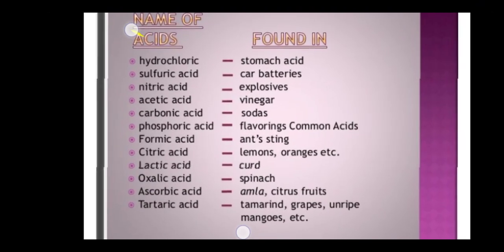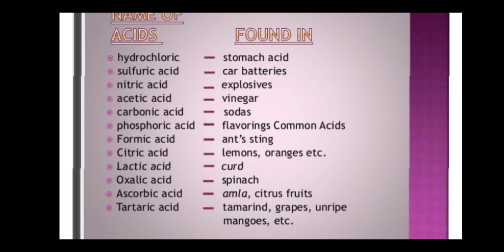What are the names of acids? We have different types of acid. One is hydrochloric acid, which is found in the stomach. We have sulfuric acid, which is in car batteries. Nitric acid, which is explosive. We have carbonic acid, which is in soda. We get citric acid, which we find in lemons and oranges. We have lactic acid, which is found in curd. We have ascorbic acid, which is in amla and citrus fruits. So there are different types of acid, and they are found in different things.